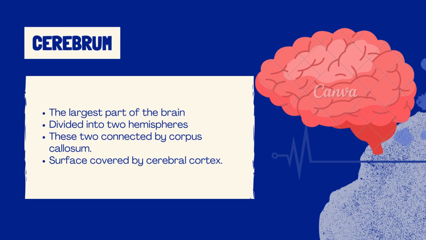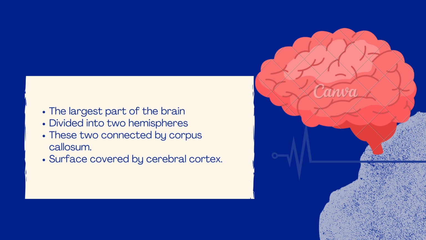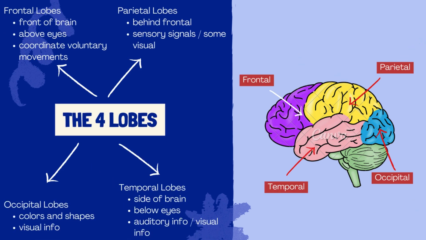The cerebrum is the largest part of the brain, which is divided into two hemispheres, the left hemisphere and the right hemisphere. These two hemispheres are connected by the most famous nerve tract of all, the corpus callosum. And the surface is covered by cerebral cortex. There are four lobes in the brain.